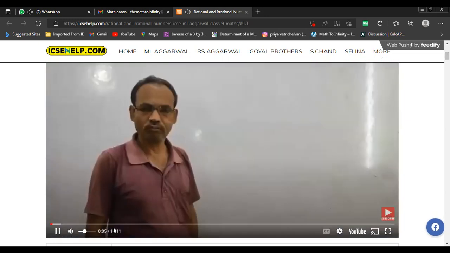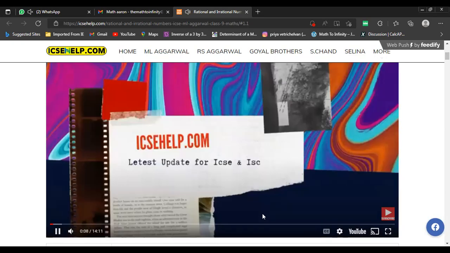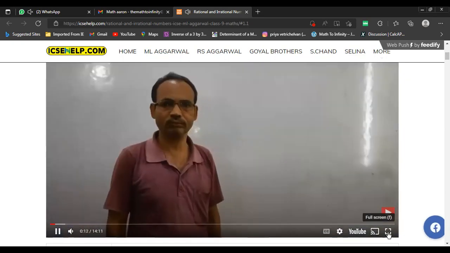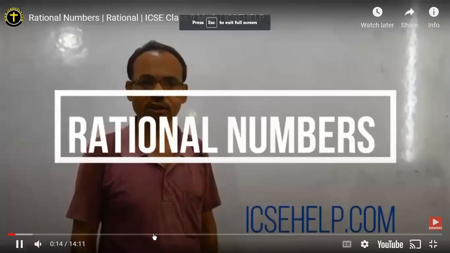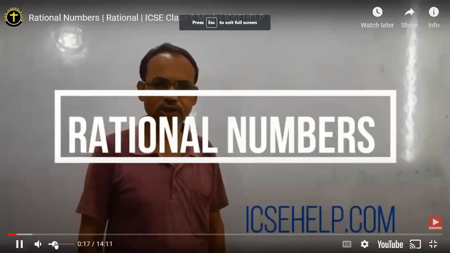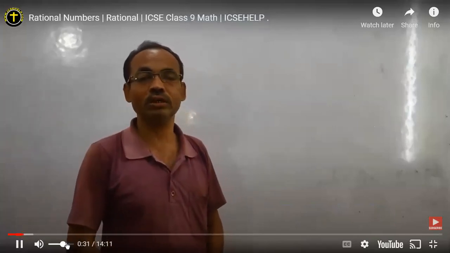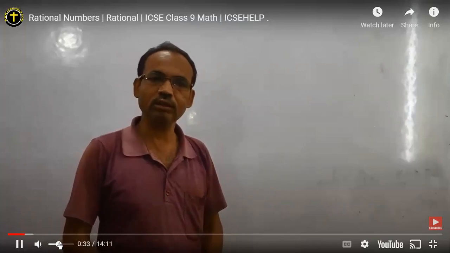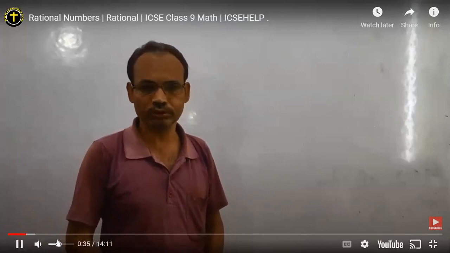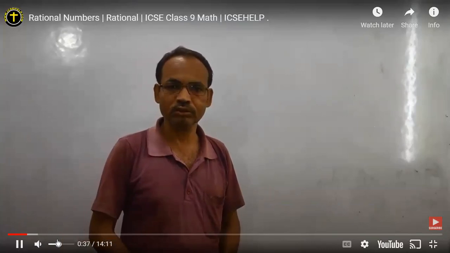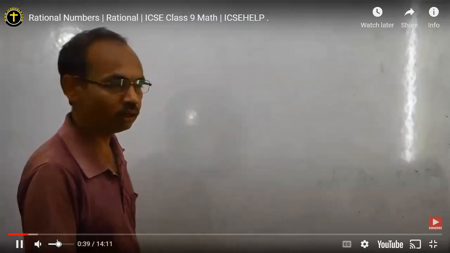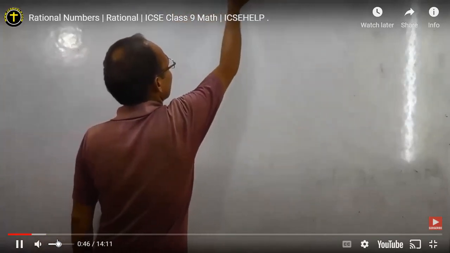Yes, ma'am. Okay. Welcome to ICSE Help YouTube channel. Today the topic is rational numbers for ICSE class 9 mathematics. It is the first chapter: representing them on the number line and inserting rational numbers between two rational numbers. We will discuss this in detail. First of all, rational numbers.